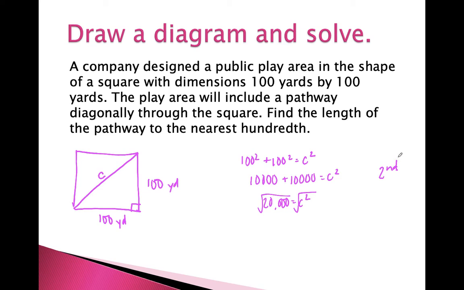That's usually in the top left-hand corner. And then you're going to hit the button that looks like this, x squared. And then you're going to type in the number 20,000. And then you hit enter, and that will give you the value of C, which in this case is 141.42 yards for the length of the pathway.